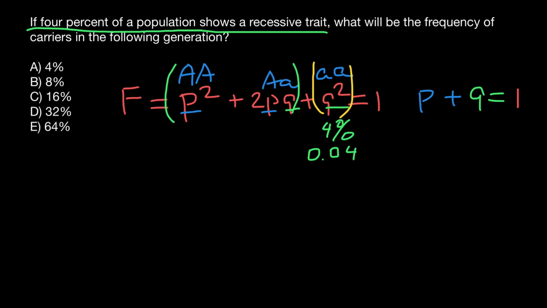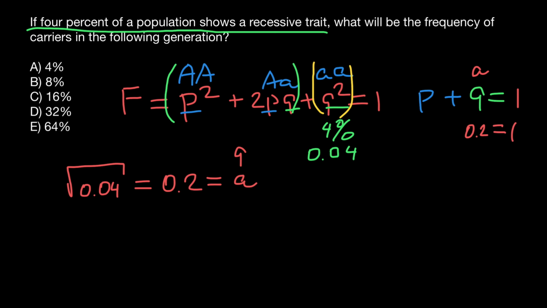And how can we find the frequency of q? We just have to take the square root of q squared. So we take the square root of 0.04, and we are going to get 0.2, which equals the frequency of the recessive allele a, or q. Now when we know the frequency of the recessive allele a, which is 0.2, we can easily find the frequency of the dominant allele p, or A, which is going to be 0.8.